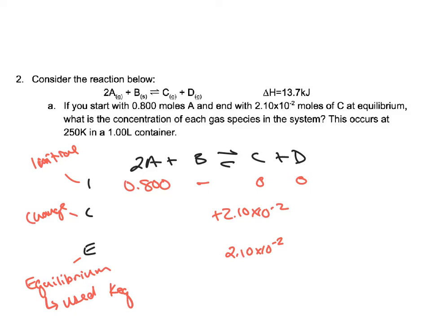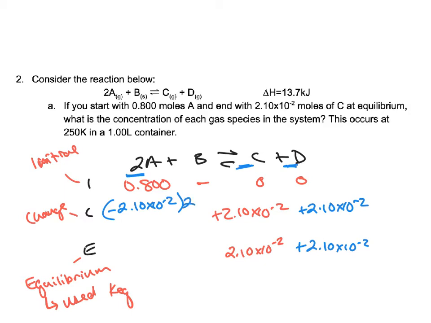The other things that we can infer based on the reaction are that anytime you have the same molar ratio, you're going to have the same change. So D also should end with 2.10 times 10 to the negative second moles, because for every 1 mole of C that you make, you will also make 1 mole of D. And we know that if C and D increased by 1 mole, then A must have decreased by 1 mole. But in reality, it's not 1 mole. A has to decrease by twice as much.